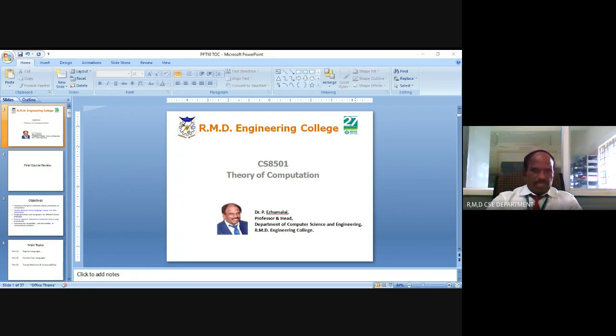CFL, context-free language topics: context-free grammar, pushdown automata, context-free languages and pumping lemma, context-free grammar simplification, normal forms, context-free language properties. A context-free grammar G equals V, T, P, S, where V is variables, T is terminals, P is productions, and S is the starting symbol. We can also have leftmost, rightmost, reverse, and equivalence.